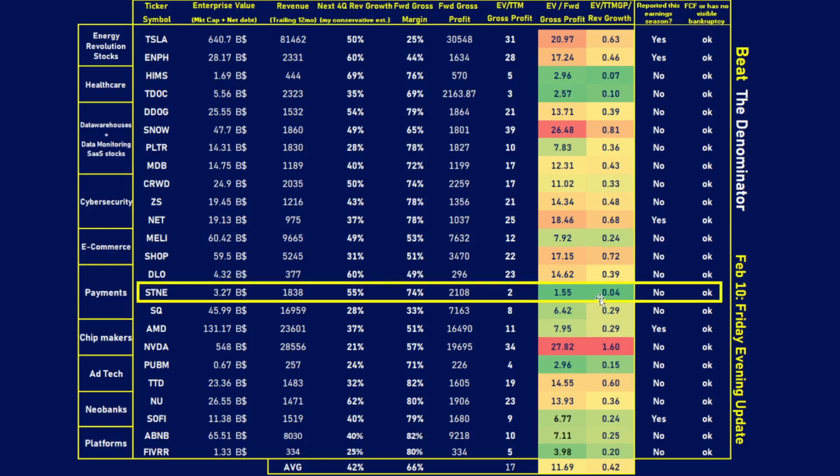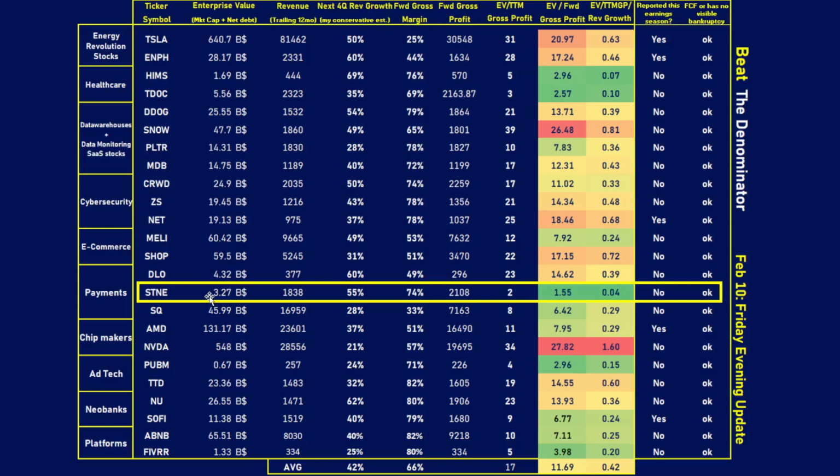StoneCo is the cheapest payments company. It's cheaper than dLocal and Square. This stock has had a lot of stigma from the Cathie Wood and Warren Buffett association, which I guess, either way, right now neither are popular in the field of innovative investing. But the stock to me has very strong fundamentals.